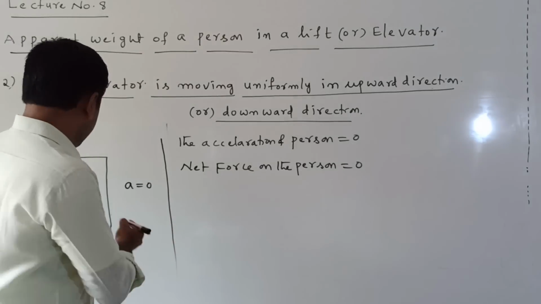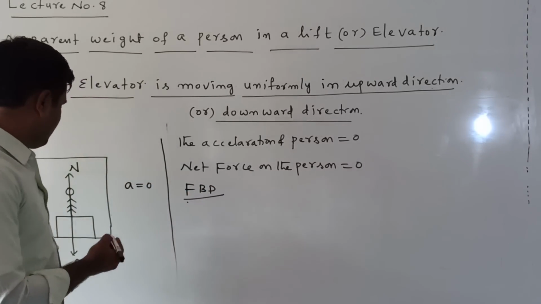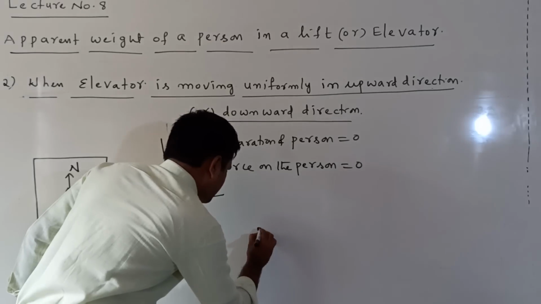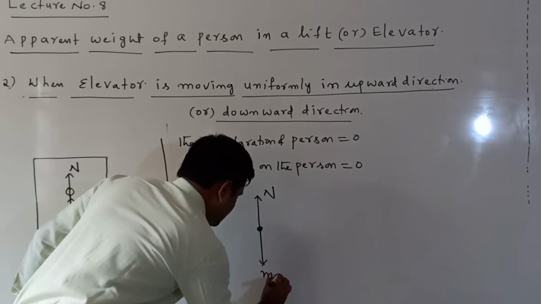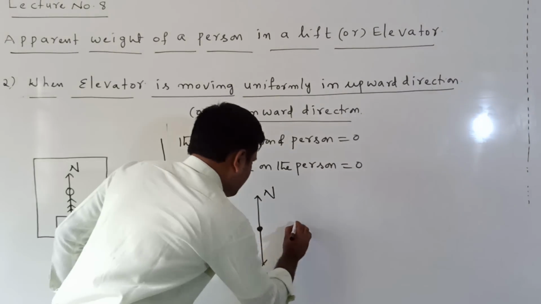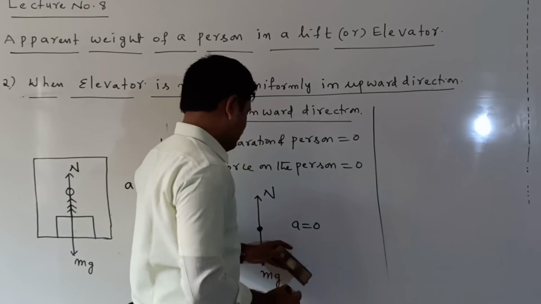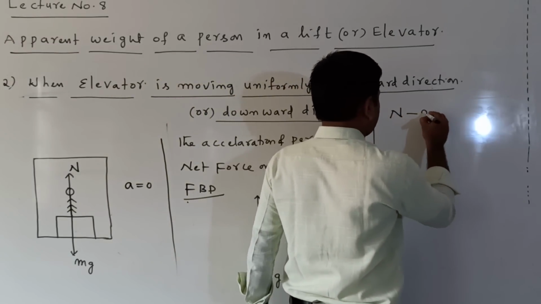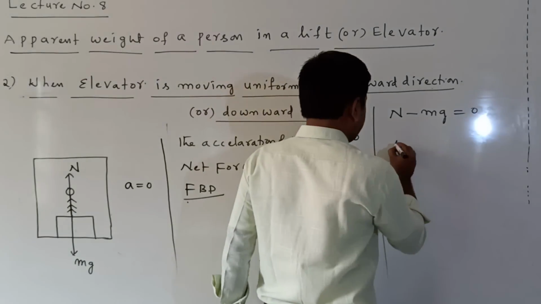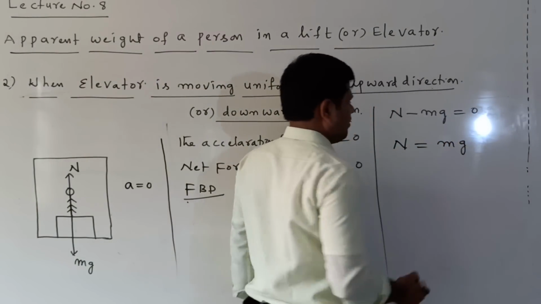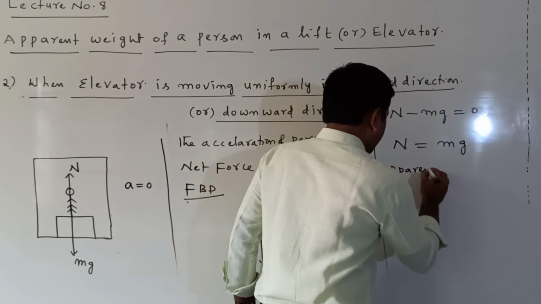Now we draw the free body diagram of the person. This is the normal reaction and this is the weight mg. Acceleration is 0, so the net force is 0, which means N minus mg equals 0. So N equals mg. N is called the apparent weight of the person.